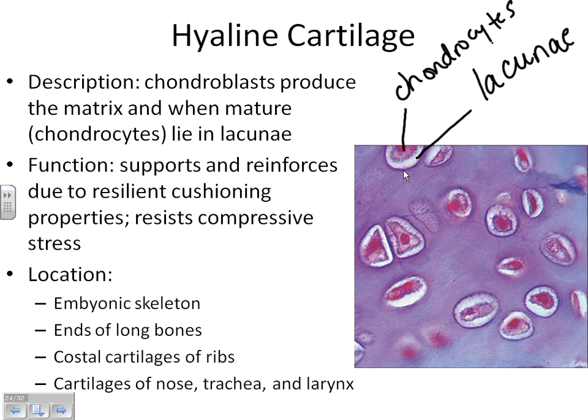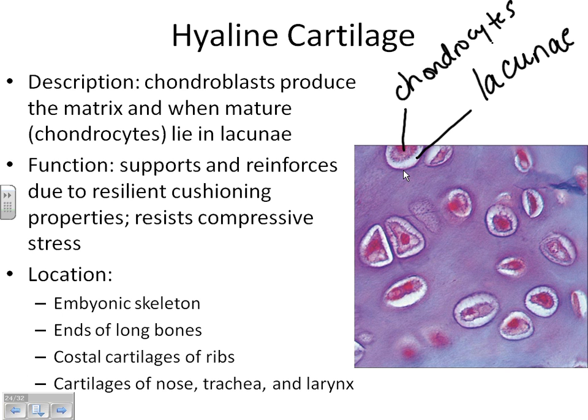Other place we have hyaline cartilage we don't get to talk about until A&P 2 is the embryonic skeleton. Okay? When a baby is first developing inside of a mother's womb, the entire skeleton first develops as hyaline cartilage. And then the hyaline cartilage grows and is replaced by bone. A baby skeleton is not completely replaced by bone until they are almost 2 years old. They're still going to have pieces of their skeleton that are hyaline cartilage.